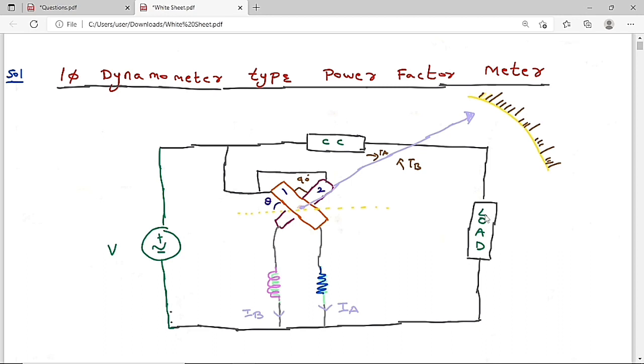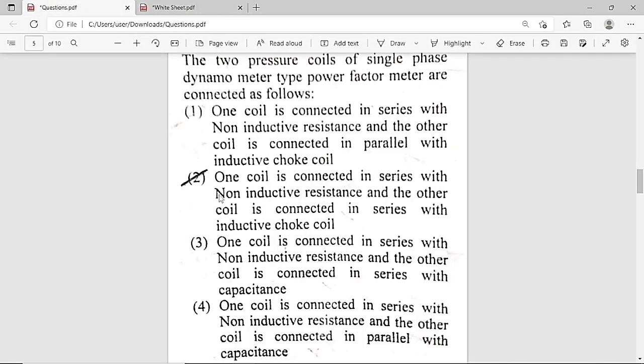Therefore, it's a very basic question. They asked about the type of connection with respect to the pressure coils. So pressure coil 1 is connected in series with a non-inductive coil, or simply a purely resistive coil. Whereas pressure coil 2 is connected in series with an inductive choke coil or purely inductive coil. These things you always have to keep in your mind. So this is the correct solution of this question. Option B is the correct solution.